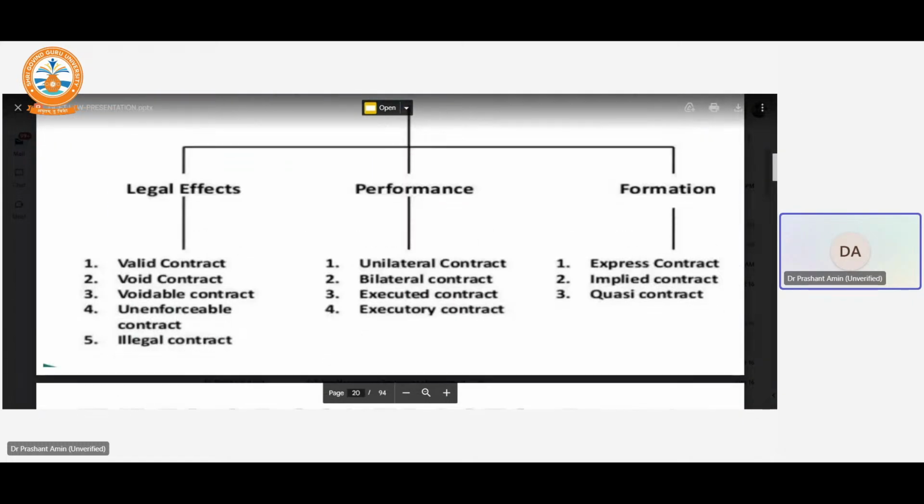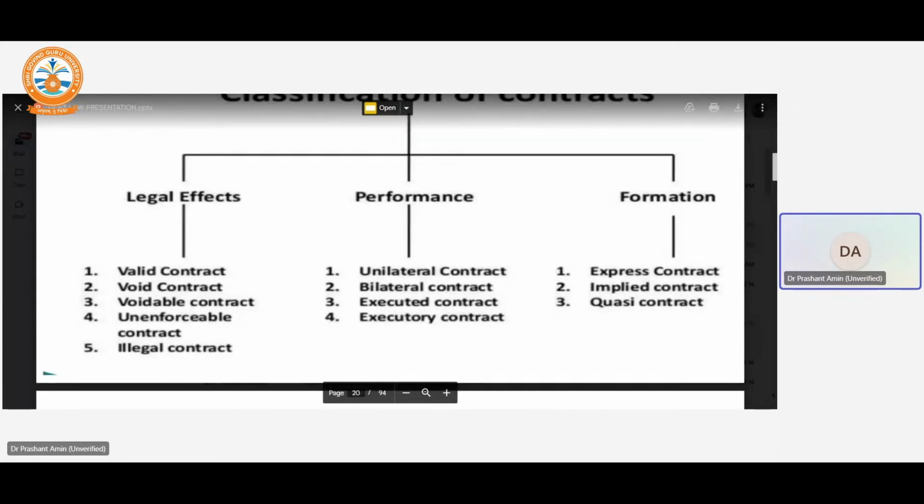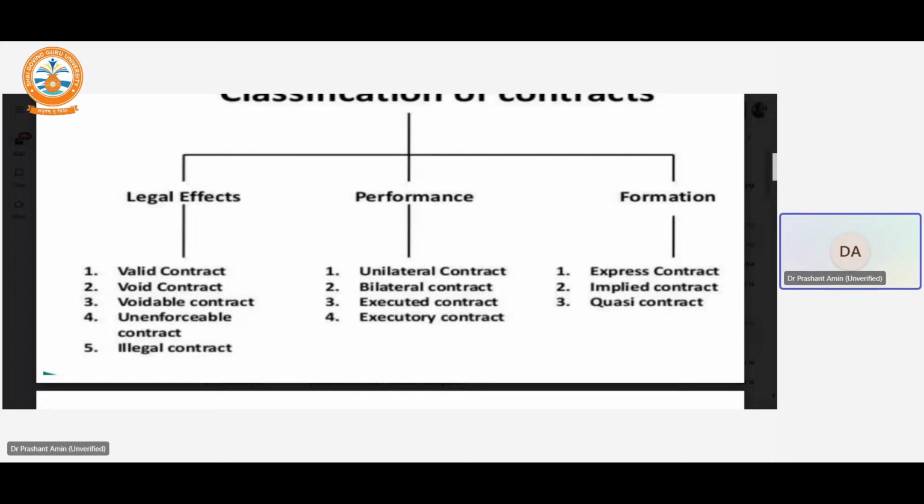What are the classifications? This particular slide will give you the idea about the classifications of the contract, which says legal effect, performance, and formation. Legal effect means valid contract, void contract, voidable contract, unenforceable contract, or illegal contract. So that is the legal effect. Performance means, when the particular parties enter into the contract, whether it is a unilateral contract, bilateral contract, executed contract, or executory contract, which we will understand in the next slide.